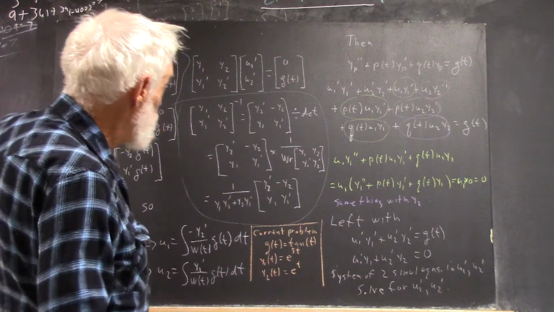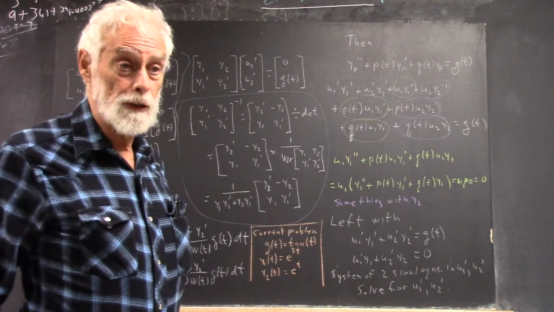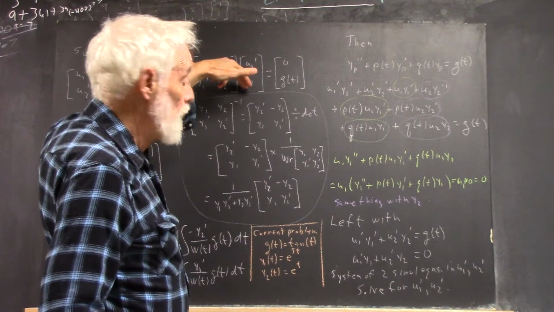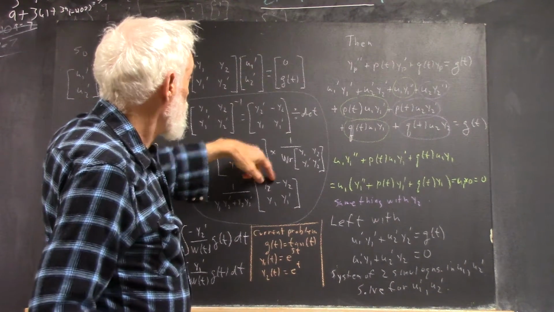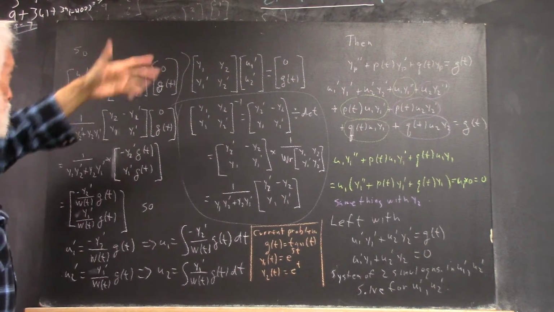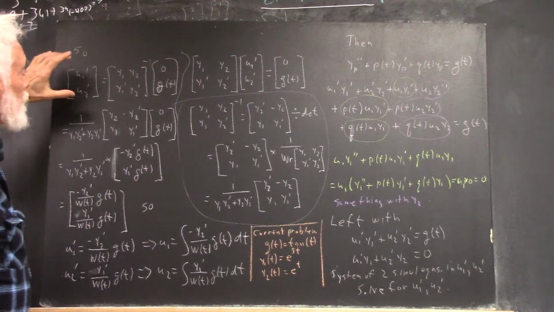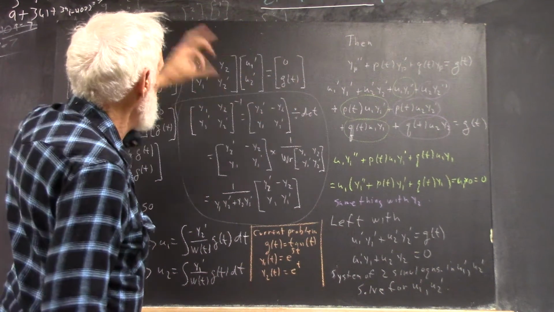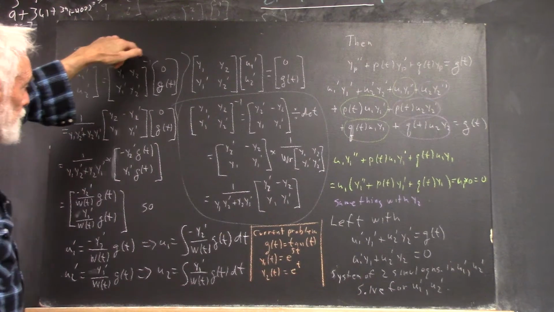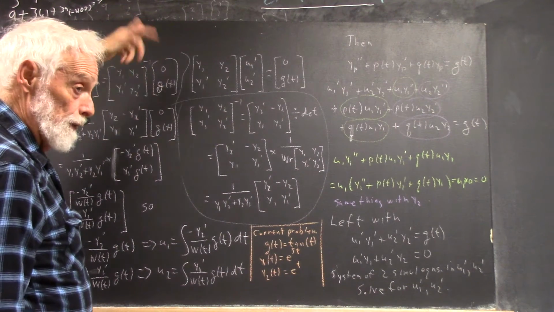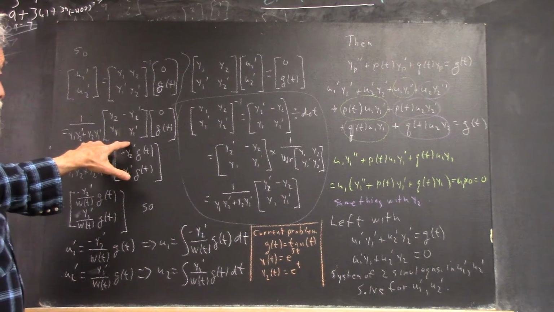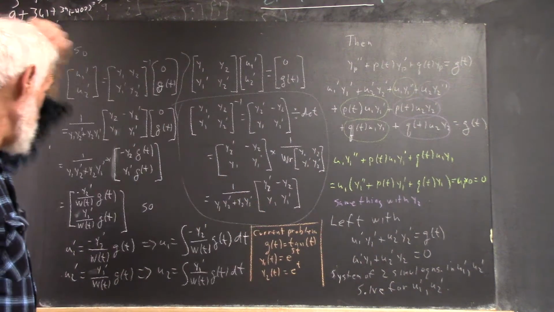To solve this equation, we just multiply both sides by the inverse matrix. We get the identity matrix here, so we just get u1 prime, u2 prime, and then multiplying this by the column 0, g of t, we get the solution. So u1 prime, u2 prime equals the inverse matrix times the 0, g of t column vector. The inverse matrix is this, as alluded to here.